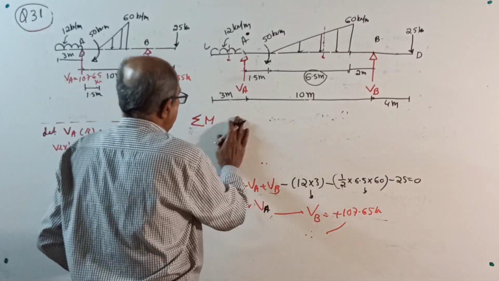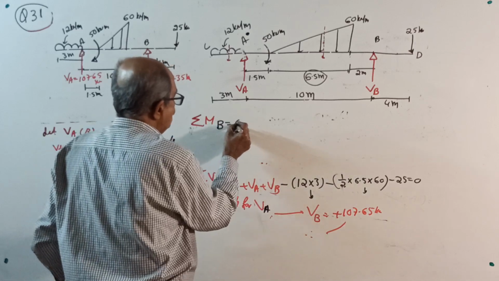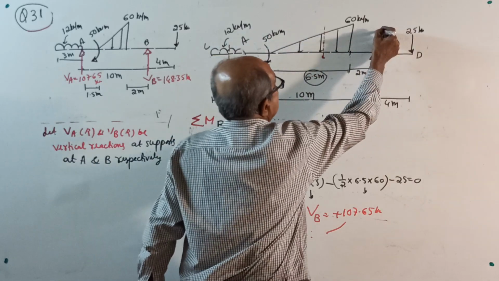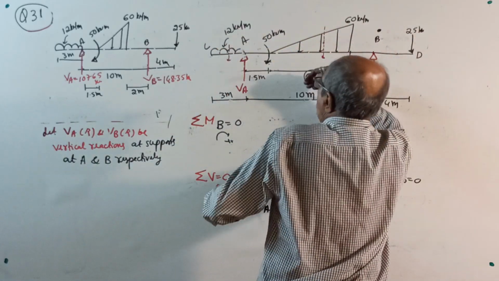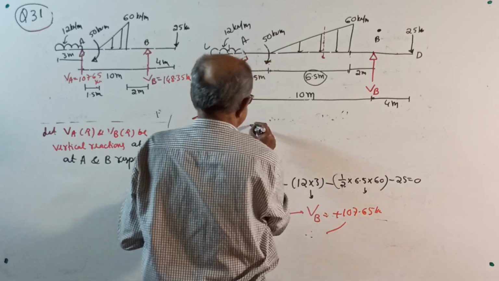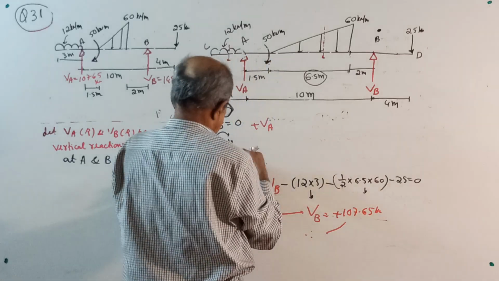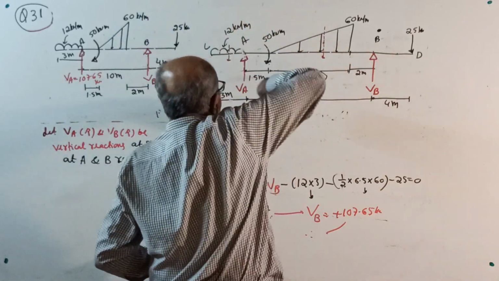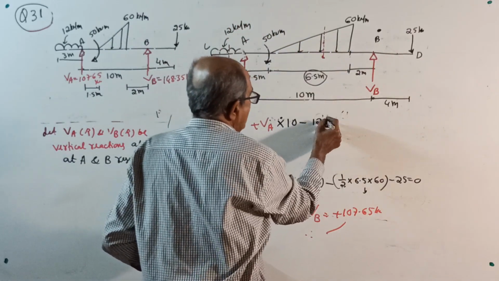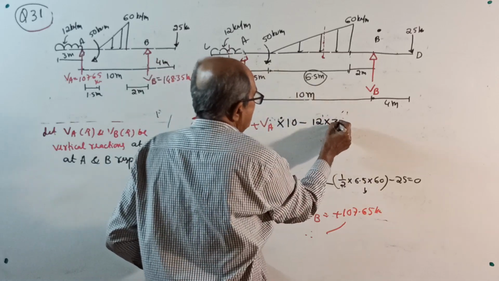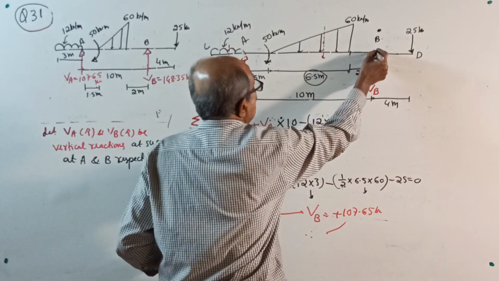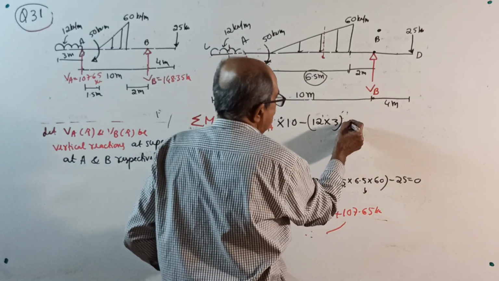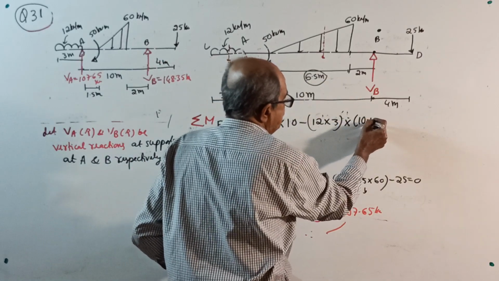Sigma M about B equals 0, take clockwise positive. Take moment about B. Okay, start from this side. Plus VA into 10, minus 12 into 3, which is the total load. See, this time the moment about B, it is acting at 10 plus 3 by 2, into 10 plus 3 by 2.